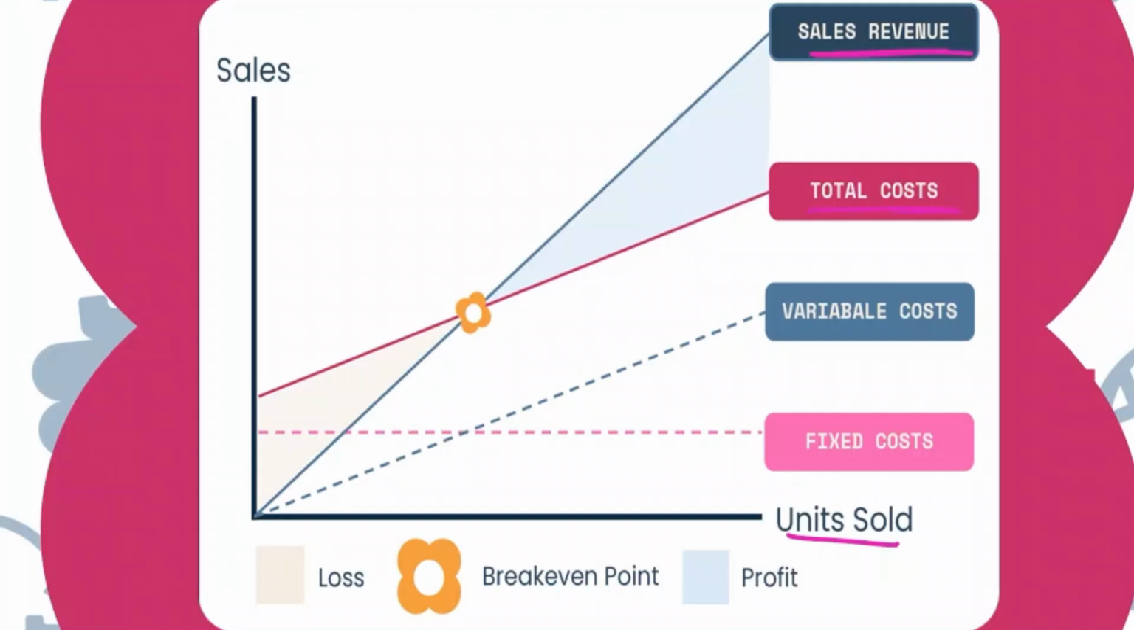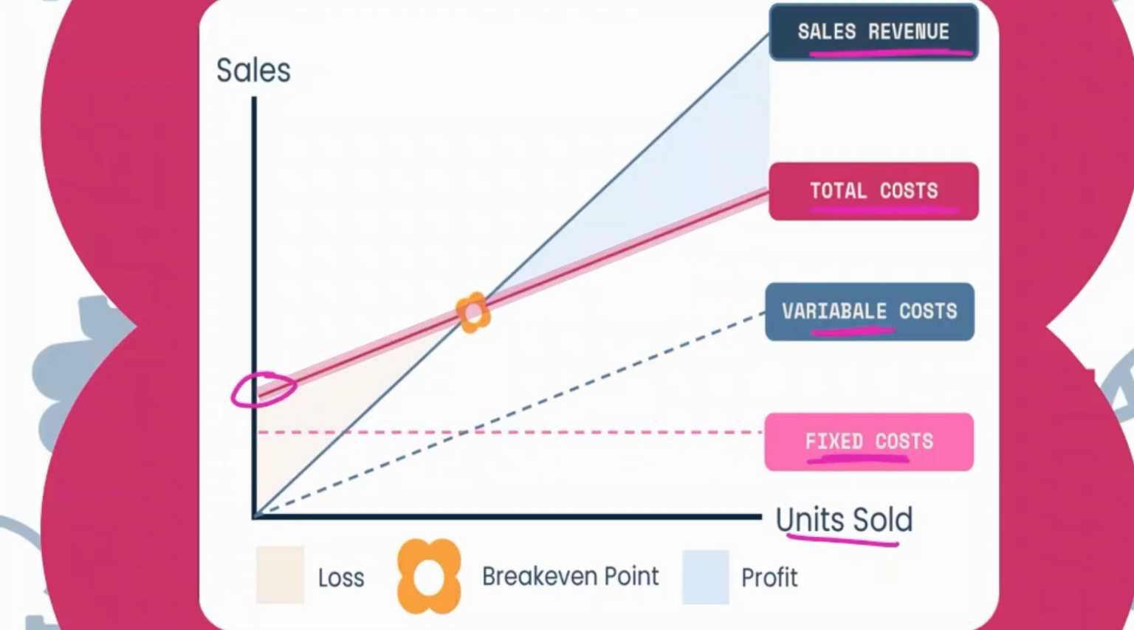Now, look at the red line. That's total cost. This includes both fixed costs and variable costs. Notice that the red line starts above zero, even before anything is sold. That's because fixed costs like rent, insurance, and salaried staff don't change with how much you sell. You pay them no matter what.